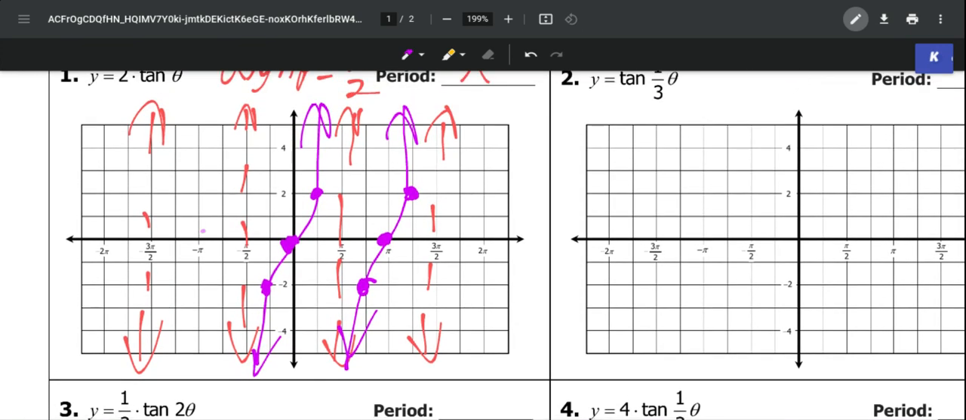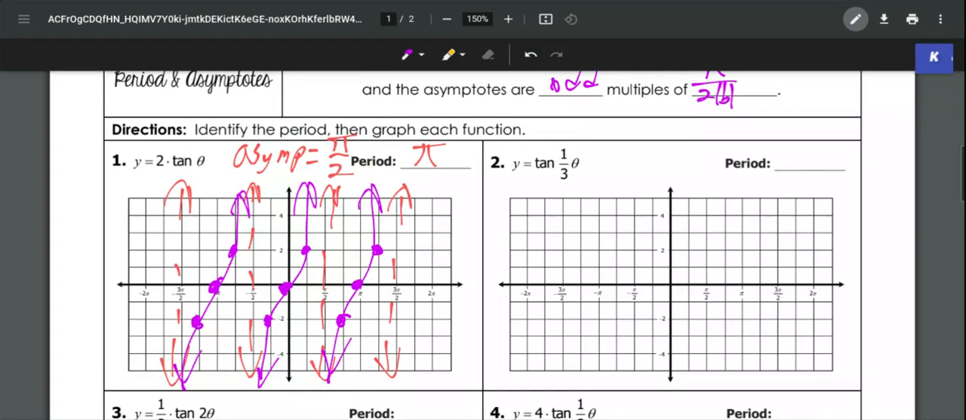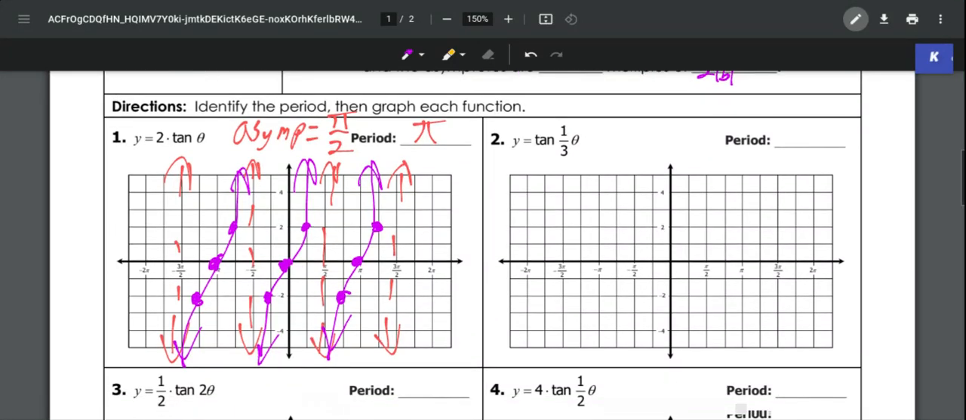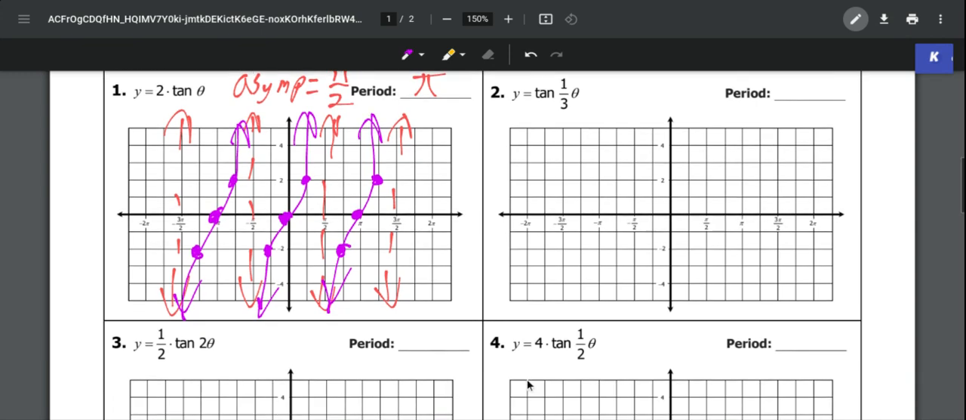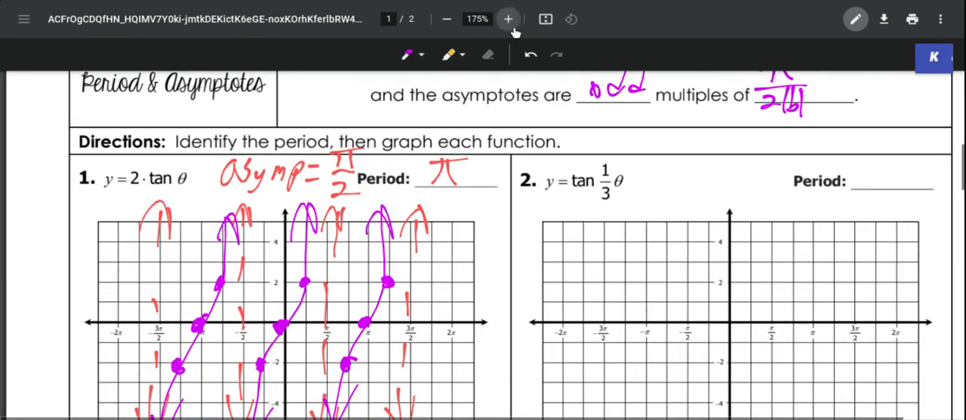And then the last one, we'd start at pi again. Actually, it'd be negative pi. We would go up 2 and over 1/4 of a unit. Then we would go down 2 and over 1/4 of a unit. And that would be right about there. So that's what our graph would look like. Now, I'll show you number 2 and 3. So let's go look at those.